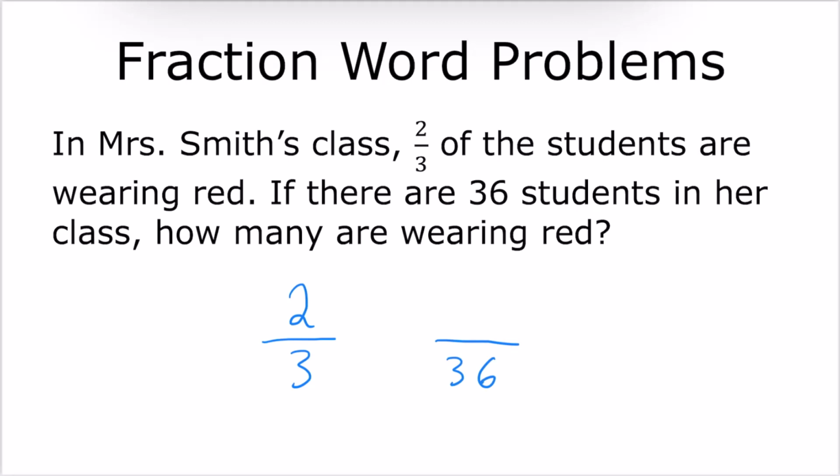And so if you wanted to solve this problem, you would basically be asking, well, what fraction with a denominator of 36 is equal to 2/3? And in this case, it's not too hard to solve because we know that 3 times 12 equals 36. And if I multiply the top by 12 as well, that will give me the number 24. And so out of the 36 students total, 24 of them would be wearing red. So that's how you would use equivalent fractions to solve fraction word problems.